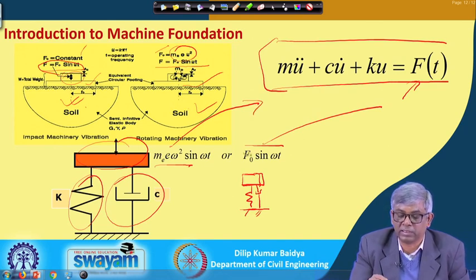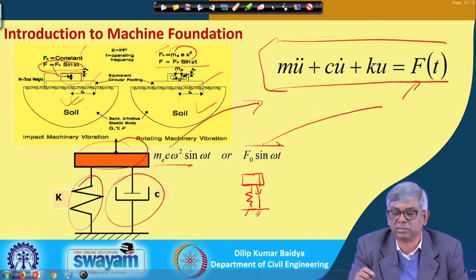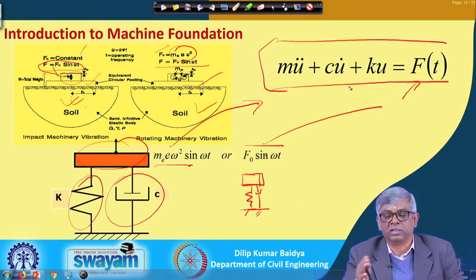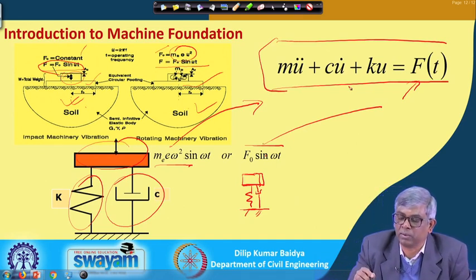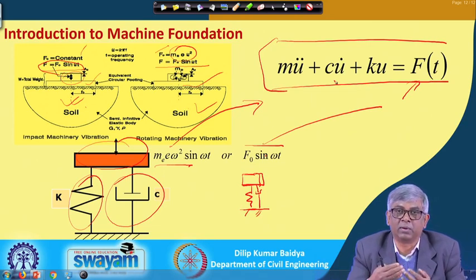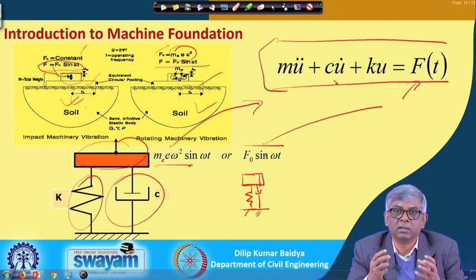So, for f(t) equal to this or f(t) equal to this, the solution for this equation we have already done, and we have observed the variation of amplitude at different frequencies. The same thing I am now correlating with the foundation. Before that, I assumed a mass resting on a spring and did the analysis for that. Then how does it connect to the machine foundation on soil?